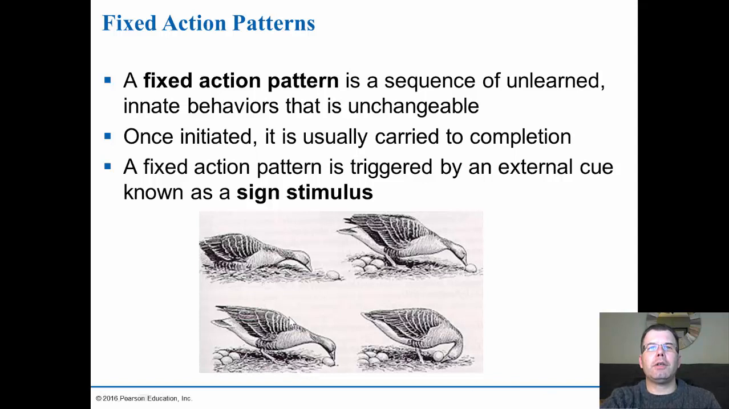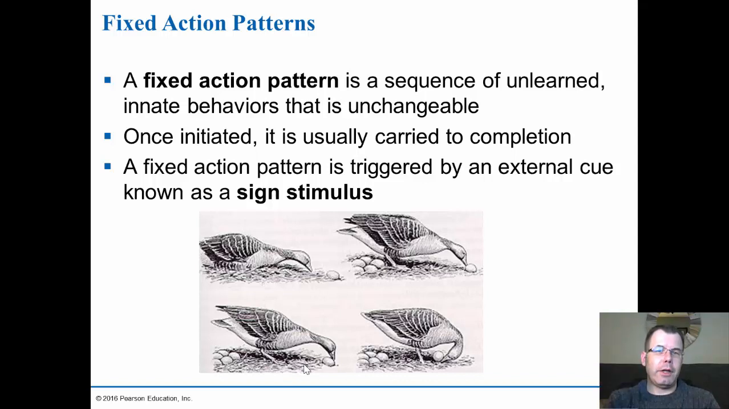So the example I have down here is, let's say an egg has rolled out of the nest. Well, the goose will get up and, as a fixed action pattern, go over, tap the egg, and then roll it back through her legs and back into the nest. And so if another egg does that, she'll show the same display over and over. And so if you trick the goose and put a rock in there and did the same thing and had a rock roll out, she would do the same behavior with the rock as she would with her egg, thinking that it's one of her eggs, and protecting that.